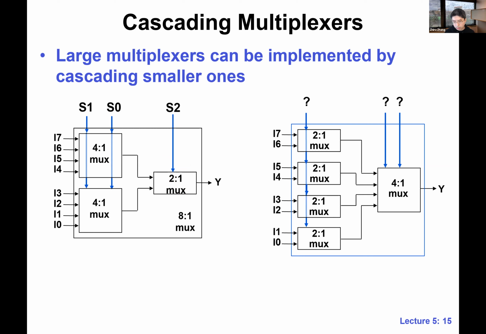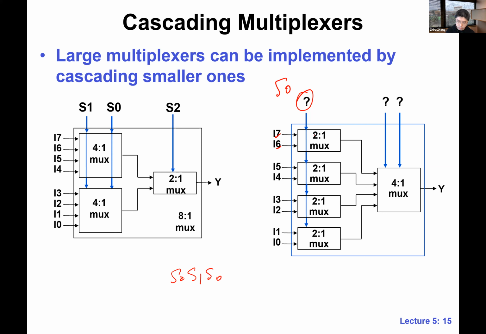I'll ask you to complete the question marks after the class, but let's look at the first one. What is the first one? Is it S1, S0, or S2? What do you think? S2 is the high bit. It's S0, because we are selecting between odd and even.